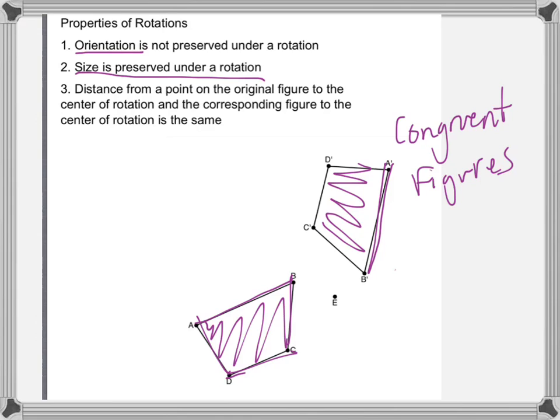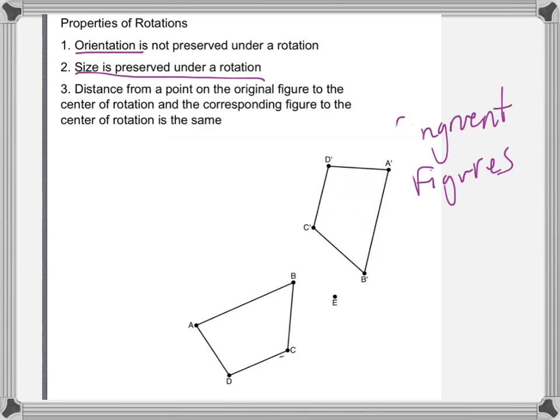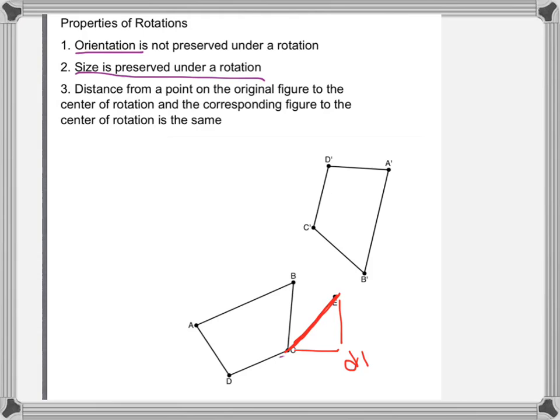And another thing that's preserved is the distance from a point on the original figure to the center of rotation. So let's mark that distance for a minute. Okay, so let's pick a pair of congruent points. Let's pick C. If I make this distance from C to E by connecting those two with a line segment, let's call this distance D1, and I make another distance right here, D2, what we know is that D1 is equal to D2.